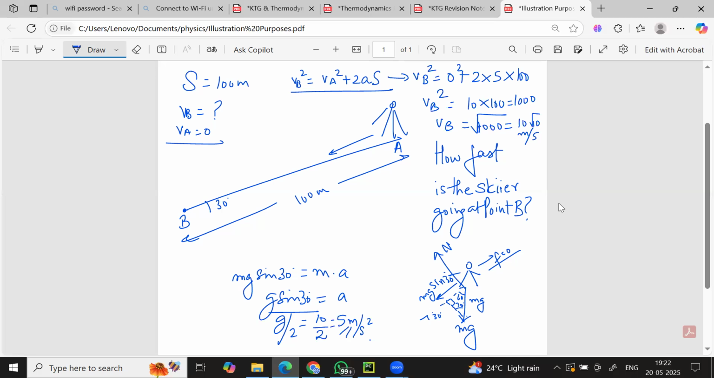Now, if you had to convert this into an exact number, you could substitute for the value of root 10 here and find the exact answer.